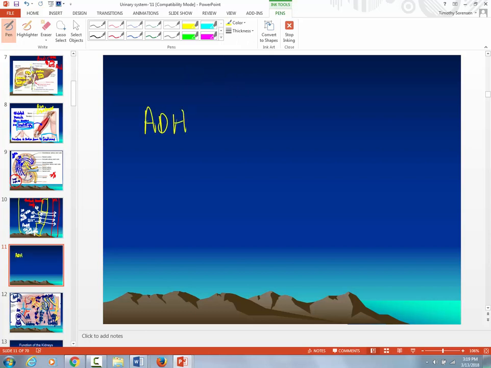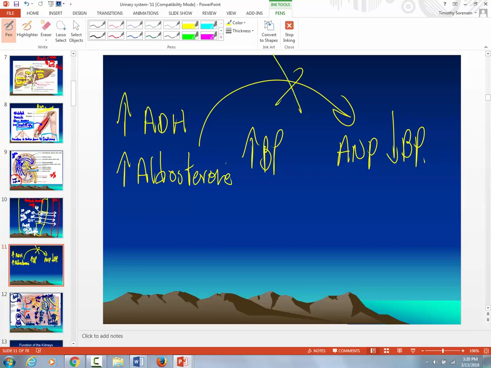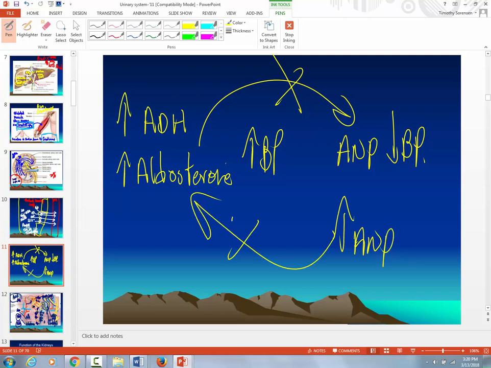So watch. If you have ADH and aldosterone, these increase your blood pressure. ANP, atrial natriuretic peptide, decreases your blood pressure. So when you have high levels of ADH and high levels of aldosterone, that inhibits the release of ANP. When you have high levels of ANP, it inhibits the release of ADH and aldosterone. Right? Body doing stuff that makes sense. Say yeah. How many people followed this? All right.